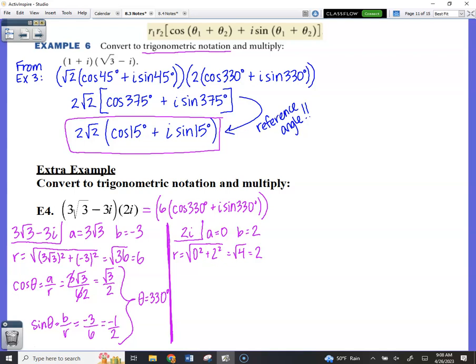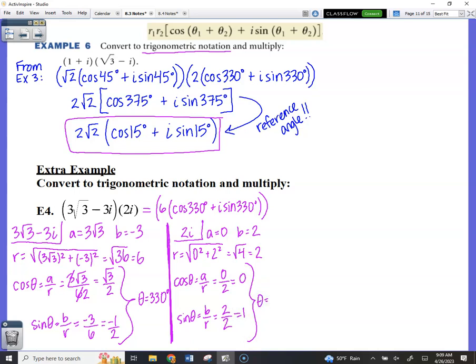Okay, let's find our angle. Cosine theta is A over R. Sine theta is B over R. A is 0, R is 2, B is 2, R is 2. 0 over 2 is 0. And 2 over 2 is 1.